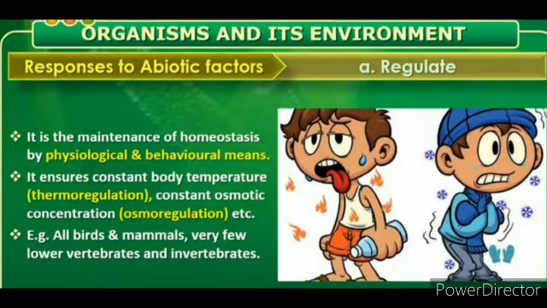Some organisms are able to maintain homeostasis by physiological, sometimes behavioral also means, which ensures constant body temperature, constant osmotic concentration also. All birds and mammals and a very few lower vertebrate and invertebrate species are indeed capable of such regulation, that is called thermoregulation and osmoregulation.